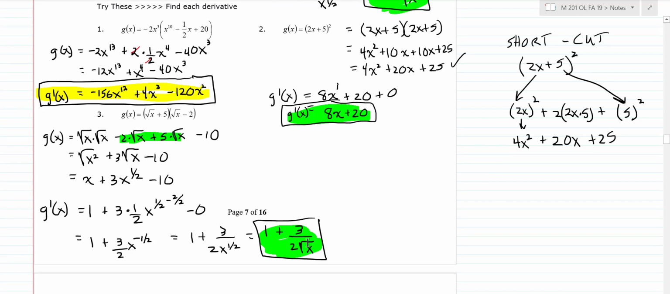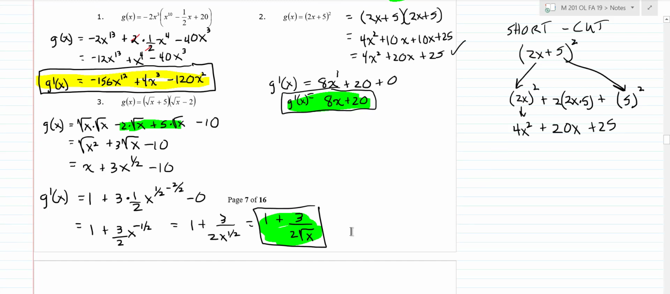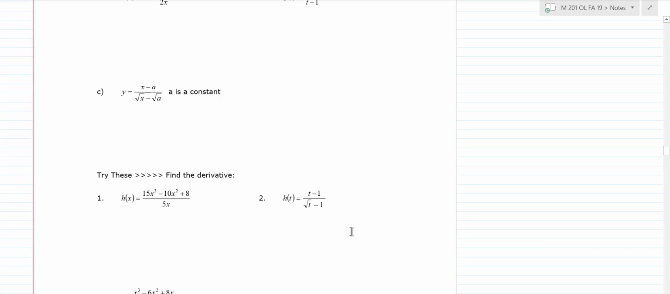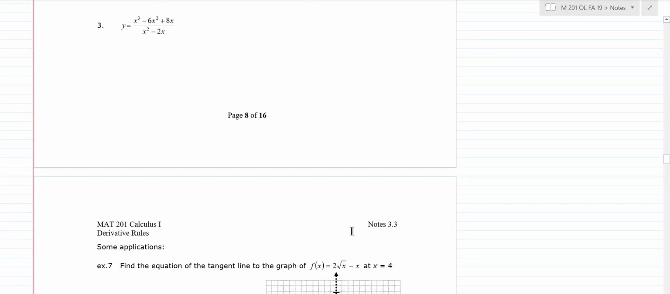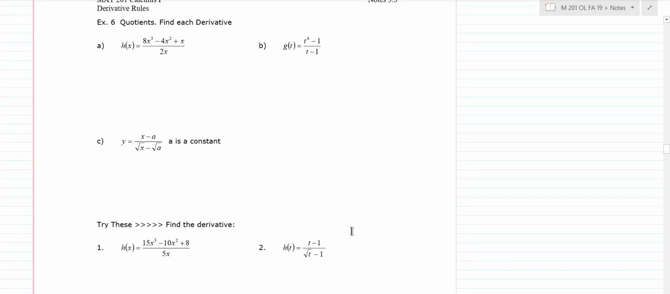All right, pause if you need to look over what you just did there. That's the best way to do these problems, by the way, is just multiply it out and then just do your standard derivative rules. Okay, I want to go through quotients and a few applications on this.